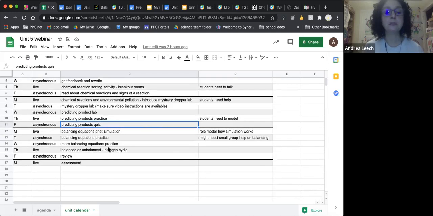Then you'll go through that balanced or unbalanced nitrogen cycle, and that will give you a chance to go back and reteach some of the balancing equations if people need it, because you can go through and talk through a few of those and let people finish out either the practice problems or the nitrogen cycle there. And then you can do some sort of asynchronous or synchronous review and have your assessment. So that's what I would recommend for the unit calendar.